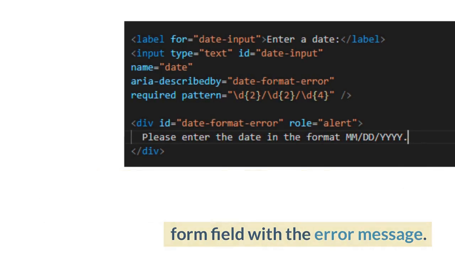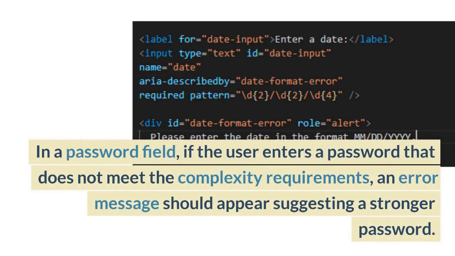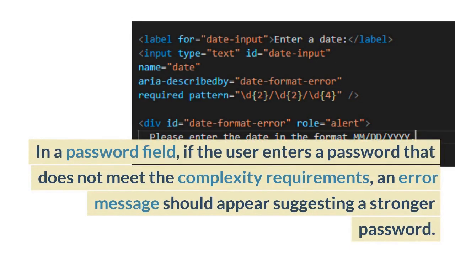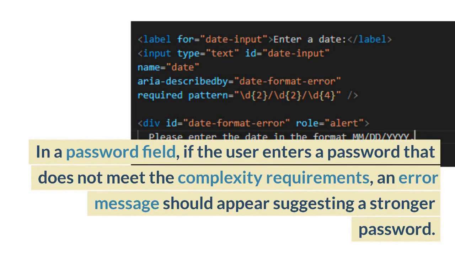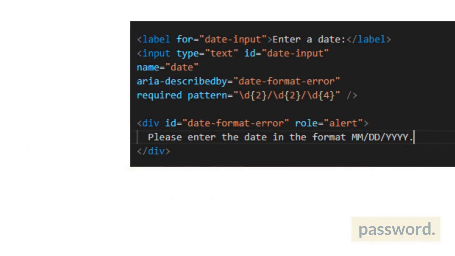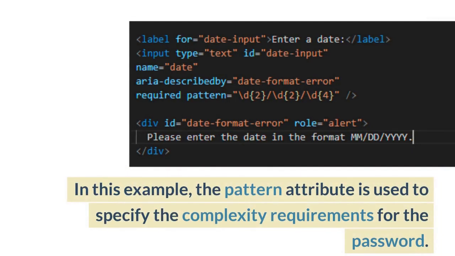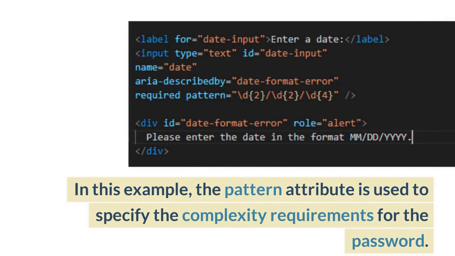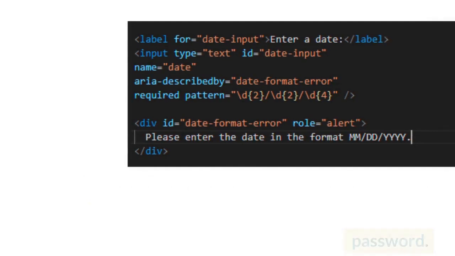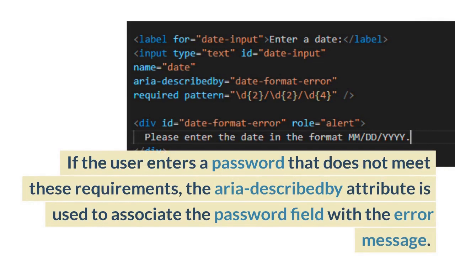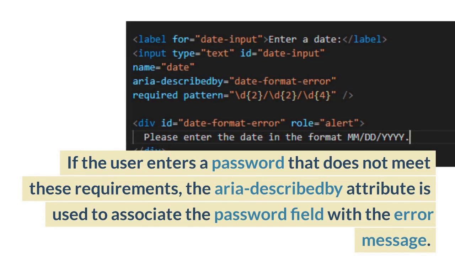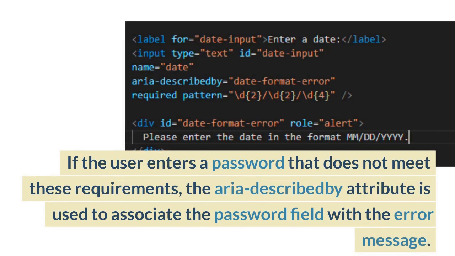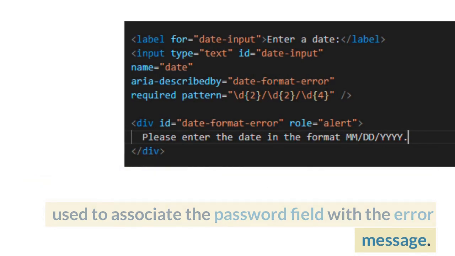with the error message. In a password field, if the user enters a password that does not meet the complexity requirements, an error message should appear suggesting a stronger password. In this example, the pattern attribute is used to specify the complexity requirements for the password. If the user enters a password that does not meet these requirements, the aria-describedby attribute is used to associate the password field with the error message.